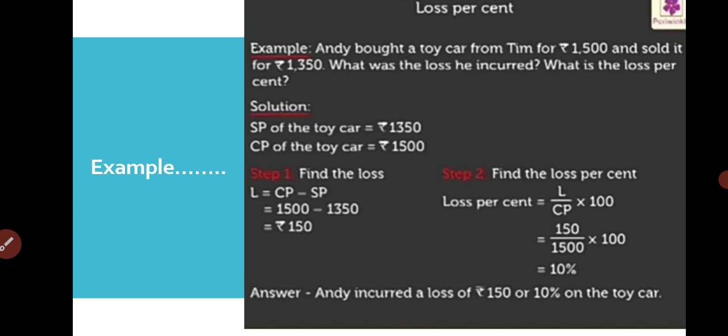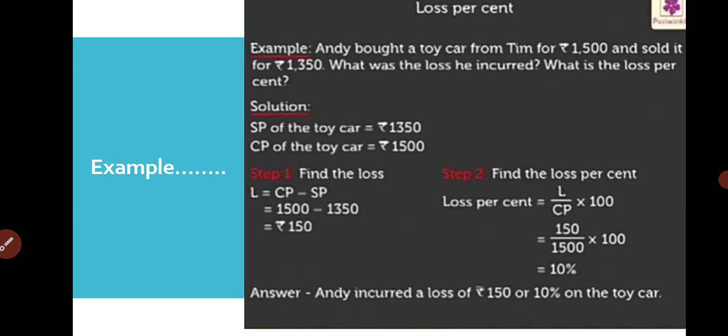Let us take one example of loss percent. Andy bought a toy car from Tim for rupees 1500 and sold it for rupees 1350. The CP was 1500 and the SP is 1350. Ultimately, SP is less than the CP. Therefore, we have a loss, and loss is equal to CP, which is 1500, minus SP, which is 1350, and that is equal to rupees 150.